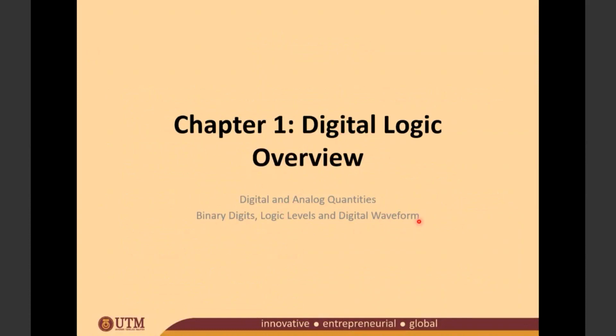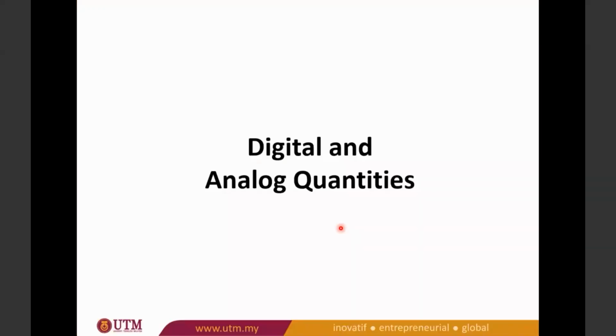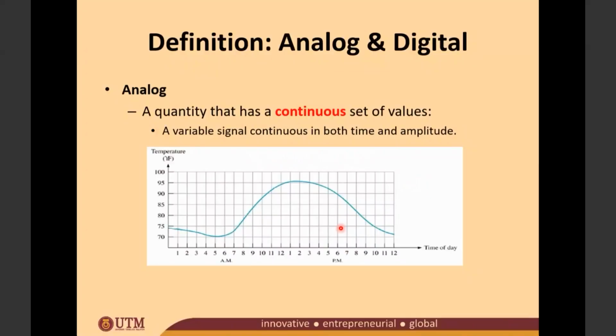So these are the characteristics of digital signals. We will look in more detail at the study of digital signals. First, let's look at digital and analog quantities. This is the definition of analog and digital. All right, so what is an analog?